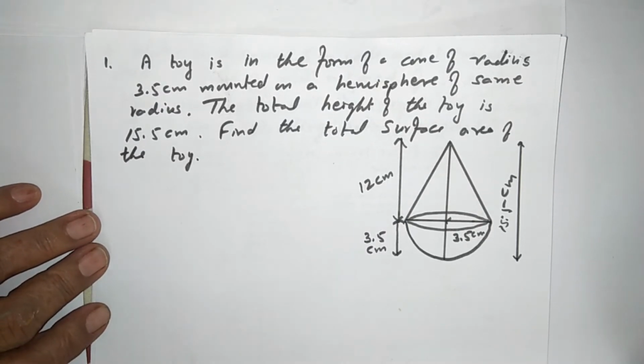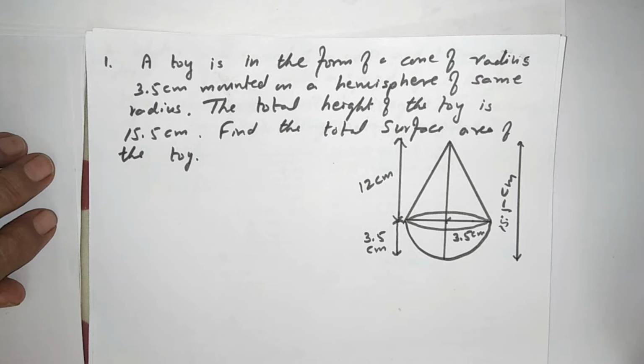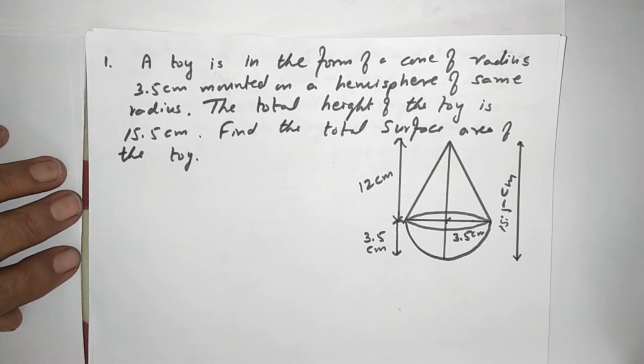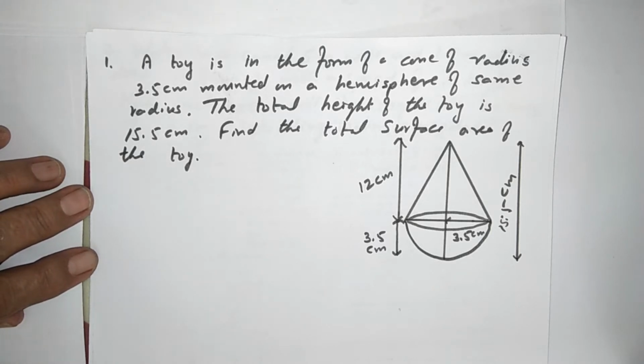First question is, a toy is in the form of a cone of radius 3.5 centimeter mounted on a hemisphere of same radius. The total height of the toy is 15.5 centimeter. Find the total surface area of the toy. We will find total surface area of cone and surface area of hemisphere separately, and then we will add the two to get the total surface area.